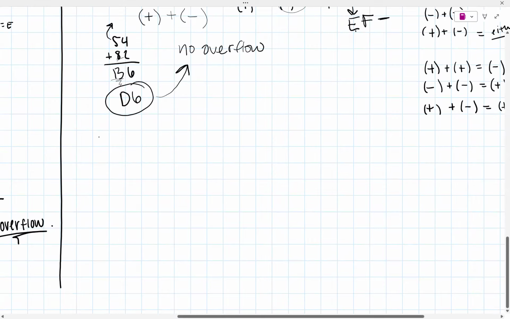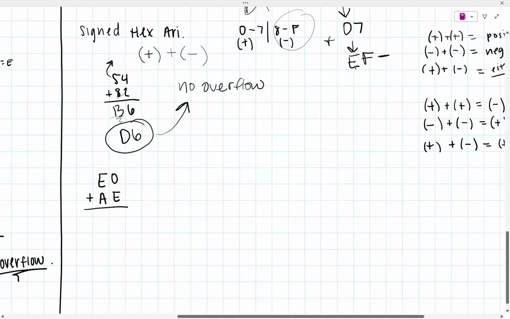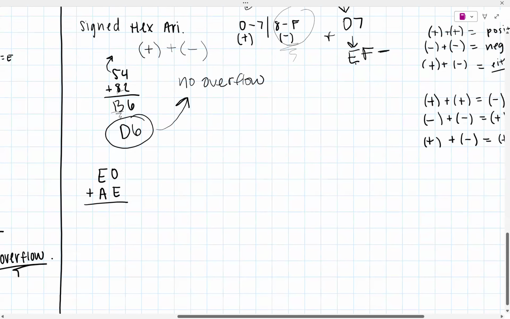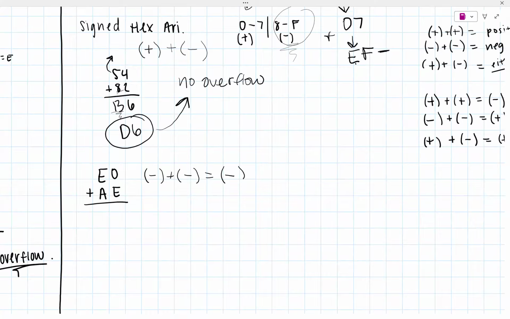We have E0 plus AE. Oops. Let's take a look at this. Since these are both letters, we already automatically know that's going to be in the negative range, right? So we have a negative plus a negative. So theoretically, we should also get a negative. If we get a positive, then we know that there's overflow.